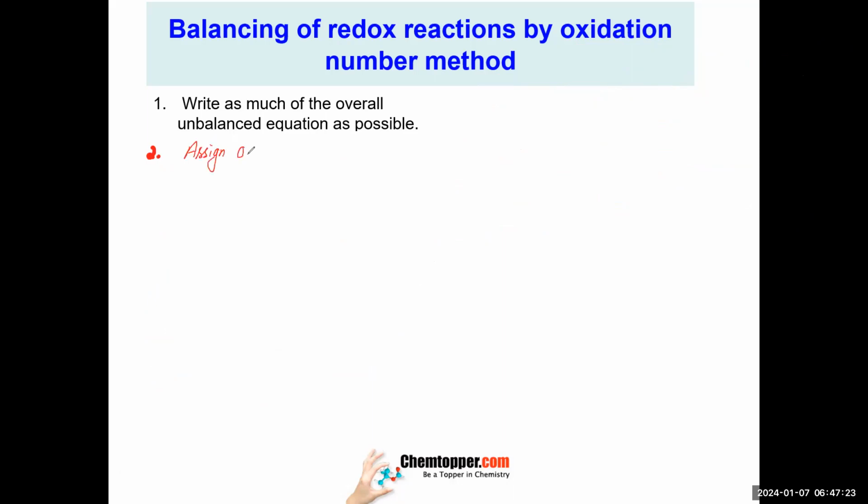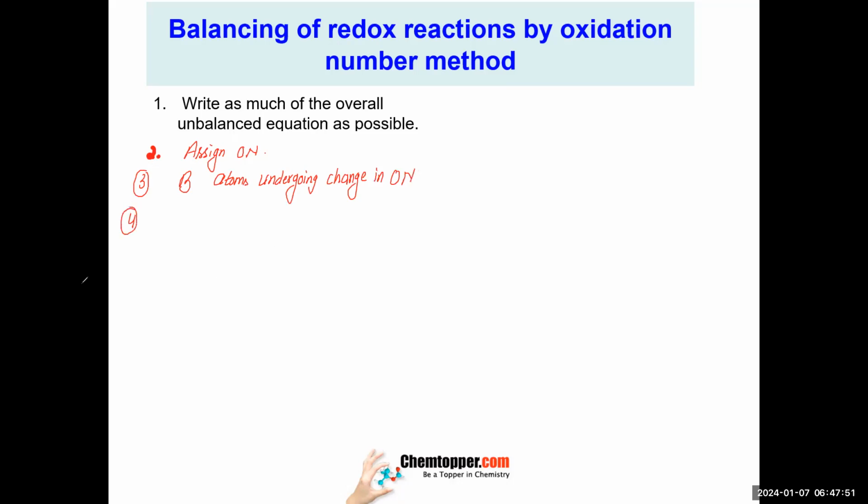Assign oxidation number. This is rule number 2. Rule number 3, balance. B for balance. Balance atoms undergoing change in oxidation number. This is rule number 3.